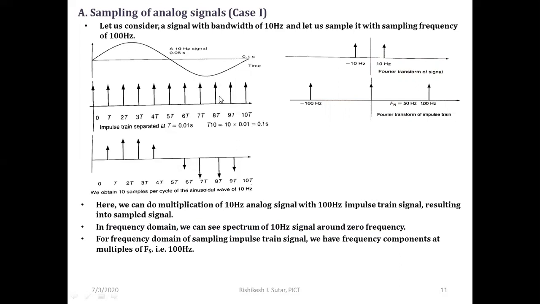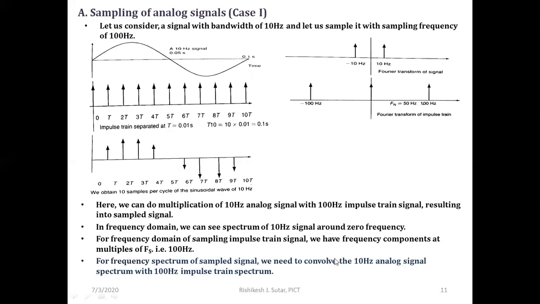As this impulse train has a frequency of 100 Hz, in frequency domain we can have the frequency components at multiples of 100. That means I can have a frequency component at 0 frequency, at 100 Hz, and at 200 Hz. Similarly, I can have a frequency component at minus 100 Hz, at minus 200 Hz, and so on.